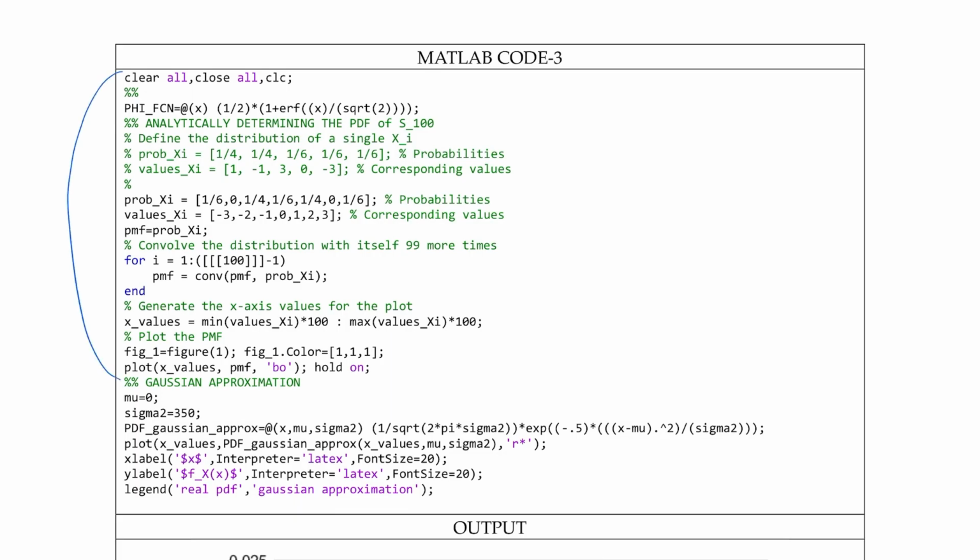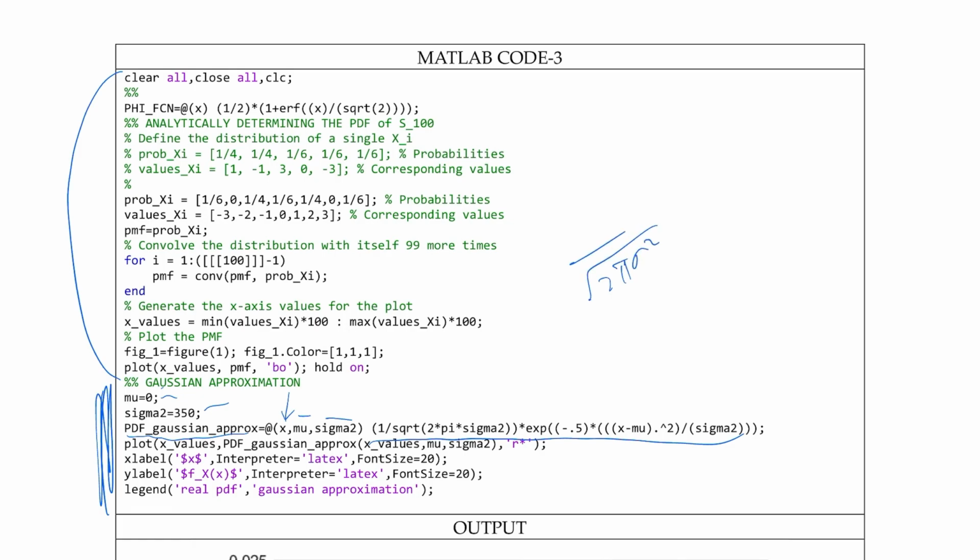And this part is the same. This part is the Gaussian approximation, right? So we know the mu, the mean of S100, and we know the variance of S100, and as an anonymous function, we write the PDF of the Gaussian approximation. It takes the value x, and using mu and sigma, it gives you the probability that this random value can take on.